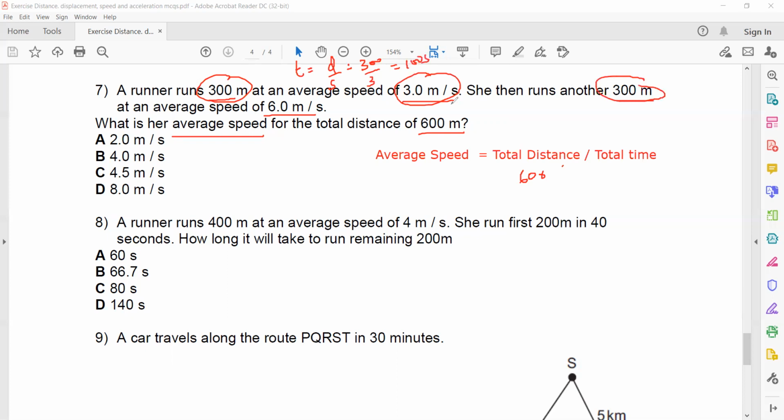And the remaining 300, she runs with a speed of 6 meters per second. So 300 divided by 6, that is equal to 50 seconds. So the total time to run the total 600 meters is 150 seconds. So 600 divided by 150, that's equal to 4 meters per second, so B will be the right answer.